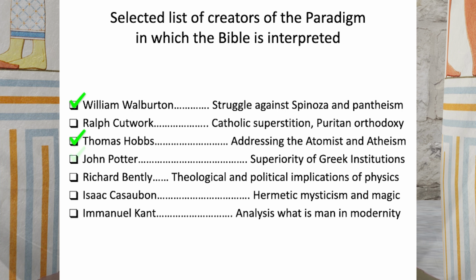He talks about pantheism. He fights against that, trying to define the problems with pantheism. Hobbes. John Potter is a very, very important figure, because Potter tries to argue that the Greek paradigm, the Greek institutions, are superior to everybody else's. This makes it very problematic for understanding the Hebrew culture.